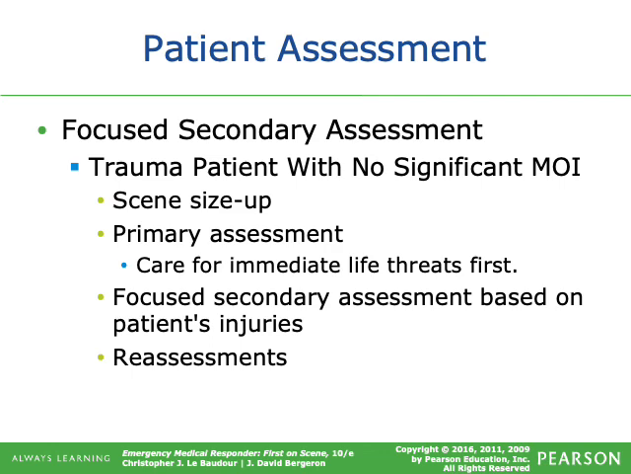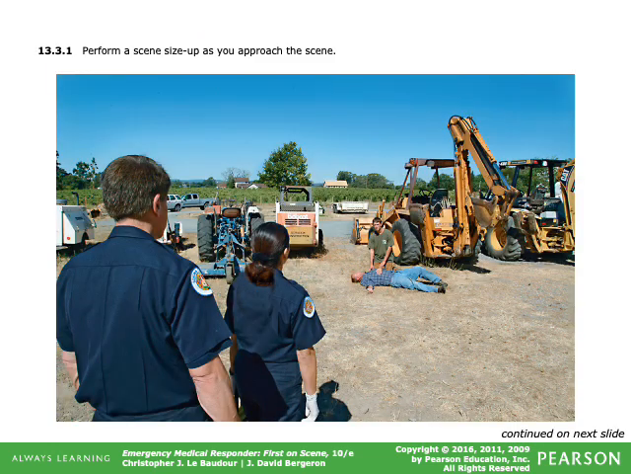All right, so a focused secondary assessment on a trauma patient with no significant MOI, or mechanism of injury, is going to go like this. You've got your scene size up. You're going to do your primary assessment, which includes your ABCs. Then your focused secondary assessment based on the patient's injuries. Then you're going to reassess as needed.